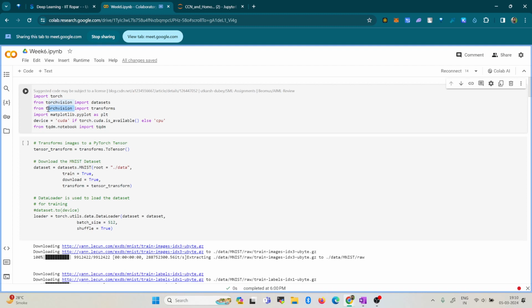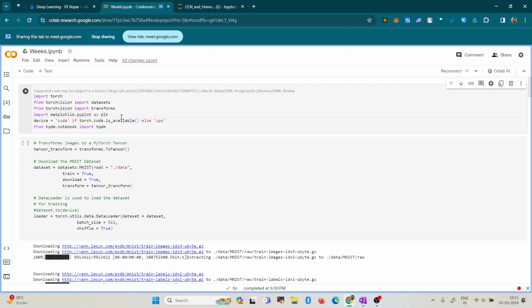Next thing is I'm importing something known as transforms. What this transform would do is convert your image data set to a tensor data set. So you have arrays, and similarly it will convert your images to tensors. Next thing that I am importing over here is matplotlib.pyplot. I am importing it as plt. This would help you view your images, so view your MNIST images.